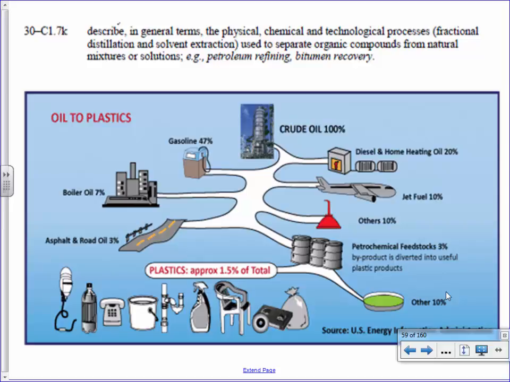Here's the reason why we have to have this whole lesson today. I threw the outcome that I'm supposed to teach you up at the top of this slide. I don't usually go through outcomes one by one, but this is something that you can and probably will get on the diploma. You need to be able to describe in general terms some of the physical, chemical, and technological processes. And then they give some examples: fractional distillation, solvent extraction, used to separate organic compounds from natural mixtures of solutions.